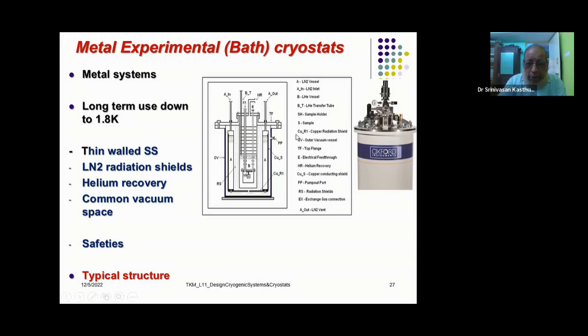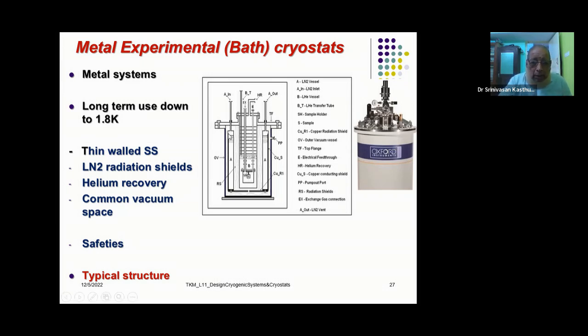Now let's look at the drawing here. This is the innermost space where liquid helium will be filled. Then you have a nitrogen chamber, which is an annular chamber. In the annular space, liquid nitrogen is filled in. Liquid nitrogen enters from A, and the evaporating vapor goes out at A. So this is the way it is normally done.